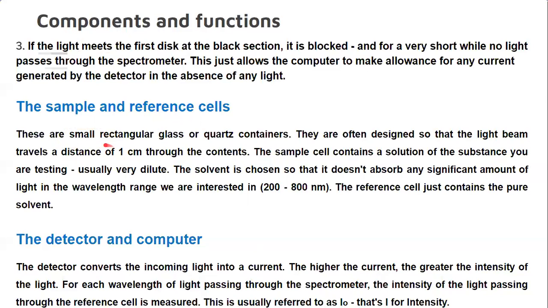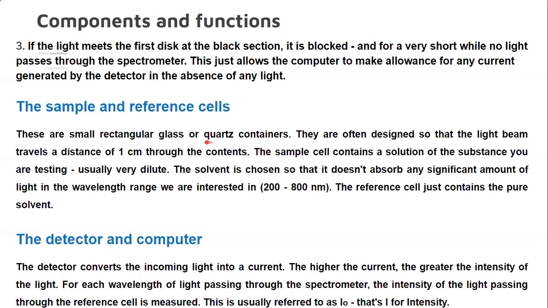Next, these are the small rectangular glass or quartz containers. This quartz doesn't absorb any light, so the intensity of light falling on this quartz container is not reduced.